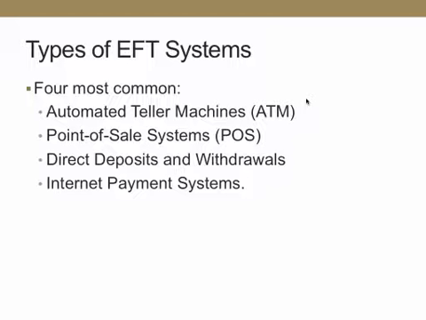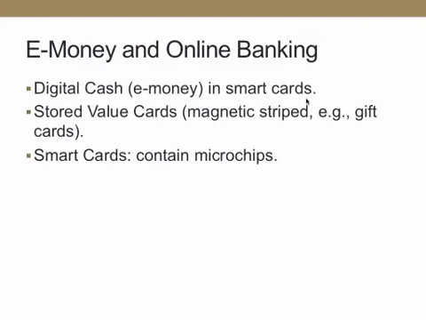The four most common types of electronic fund transfer systems are automated teller machines or ATMs, point of sale systems, direct deposit and withdrawal, as well as internet payment systems. Also, there's a large, growing area of e-money and online banking. Talk about digital cash and smart cards, stored value cards, even cards with microchips in them. I mean, even today there's issues coming up with things like Bitcoin.